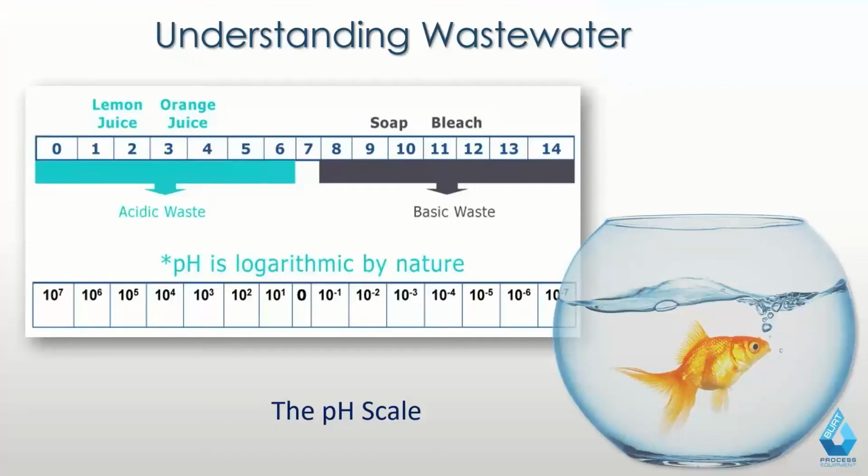What we're really talking about here is pH, and really anything from household things like juices and bleaches to different chemicals that are utilized, sulfuric acid, sodium hydroxide, all have an impact on the pH that's utilized in your system. This right here shows the logarithmic nature of pH from 0 to 14, with 0 to 7 being acidic and 7 to 14 being basic.